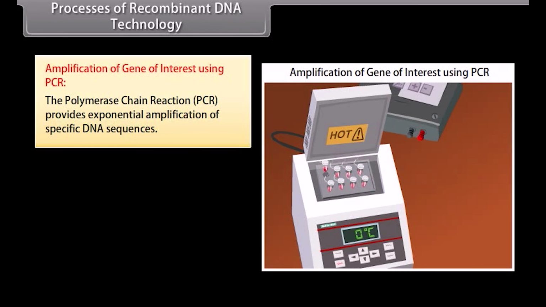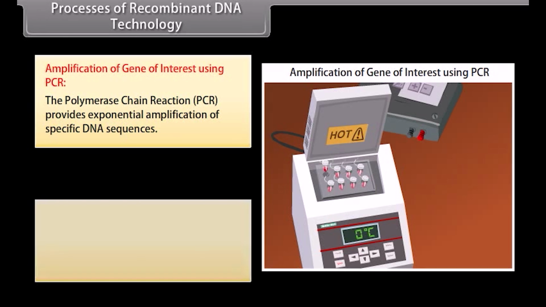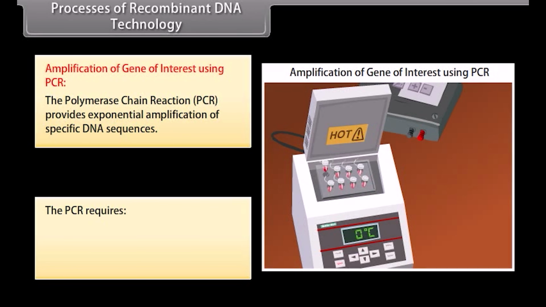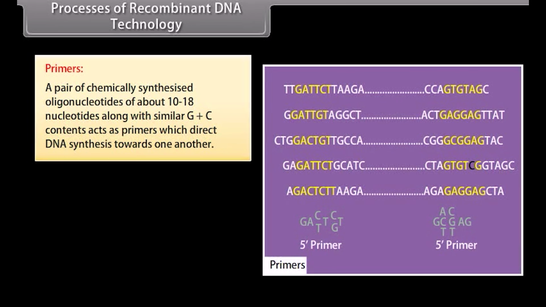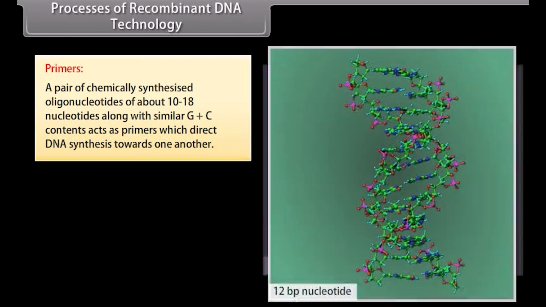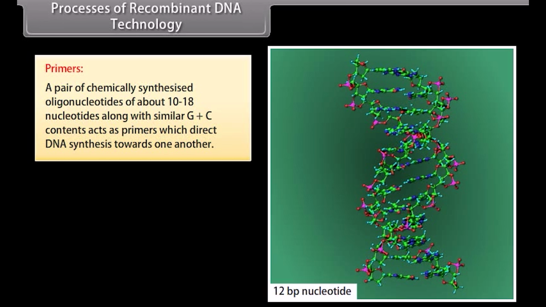Processes of recombinant DNA technology. Amplification of gene of interest using PCR. The polymerase chain reaction, PCR, provides exponential amplification of specific DNA sequences. The PCR requires DNA template, any source that contains one or more target DNA molecules to be amplified. Primers, a pair of chemically synthesized oligonucleotides of about 10 to 18 nucleotides along with similar G plus C contents, act as primers with direct DNA synthesis towards one another.